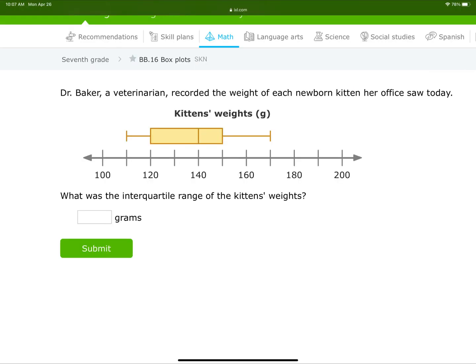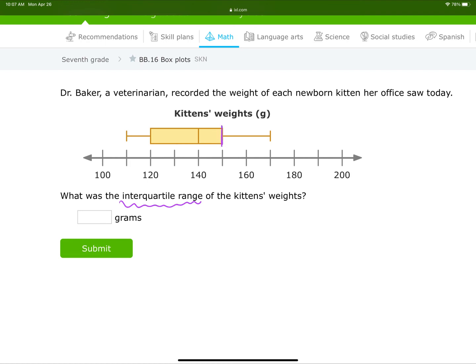Good. Next question. Dr. Baker, a veterinarian, recorded the weight of each newborn kitten her office saw today. So this is the data of all the kittens that were born in the office today. What is the interquartile range of the kittens' weights?